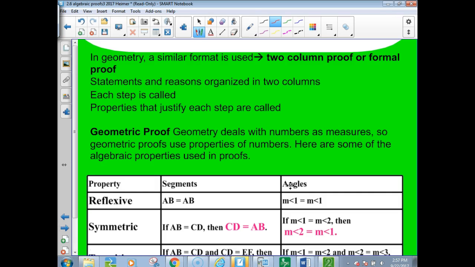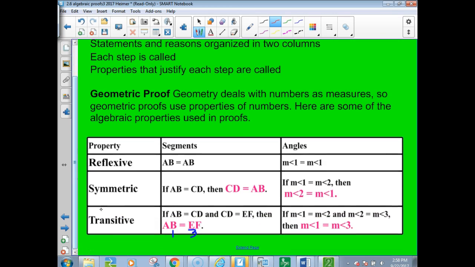In geometry, a similar format is used. There's 2-column proof or formal proof. 2-column is what we were just doing. You get your statements and your reasons organized in 2 columns. Each step is called, and you have to provide a property for each step that you call out. So geometry deals with numbers and measures. So geometric proofs use properties of numbers, and here are some of the algebraic properties used in proofs.